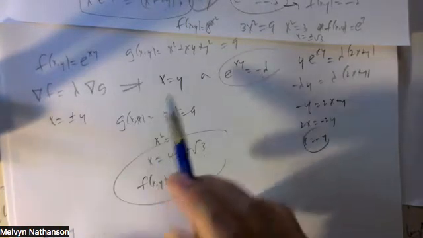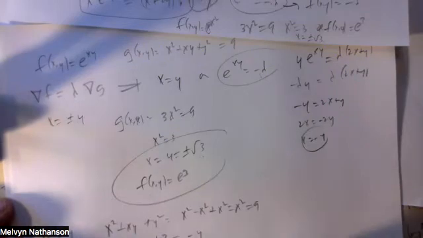If x is equal to minus y, x squared plus xy plus y squared is x squared minus x squared plus x squared, which is x squared equals 9. In that case, x is equal to plus or minus 3, which is minus y. And in that case, e to the xy is e to the 3 times minus 3, which is e to the minus 9.